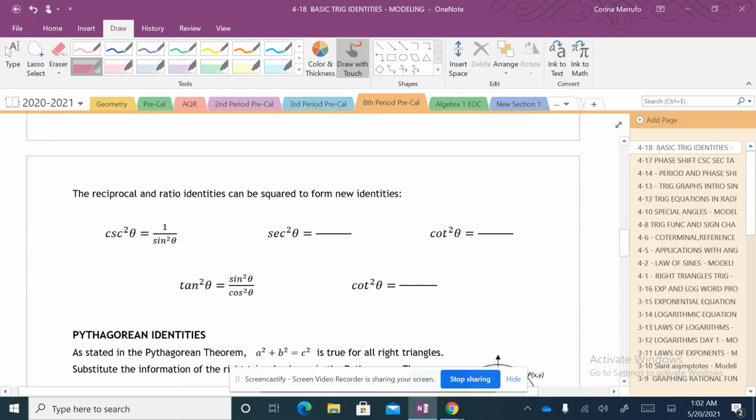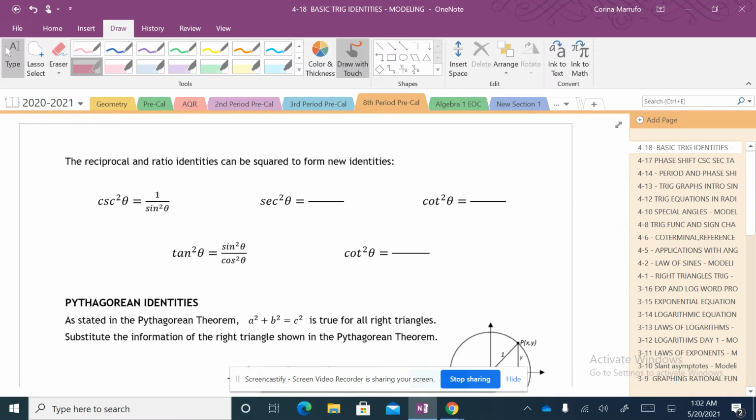Okay. Next is the squared identities. So the reciprocal and the ratio identities can be squared to form new identities. So if cosecant squared, then the sine must also be squared. Okay. So if we're using secant squared, then that means that the cosine is also squared. So it'd be cosine squared of theta. Or here, cotangent squared of theta is going to be sine over cosine. So no, cosine over sine. So cosine squared of theta over sine squared of theta.